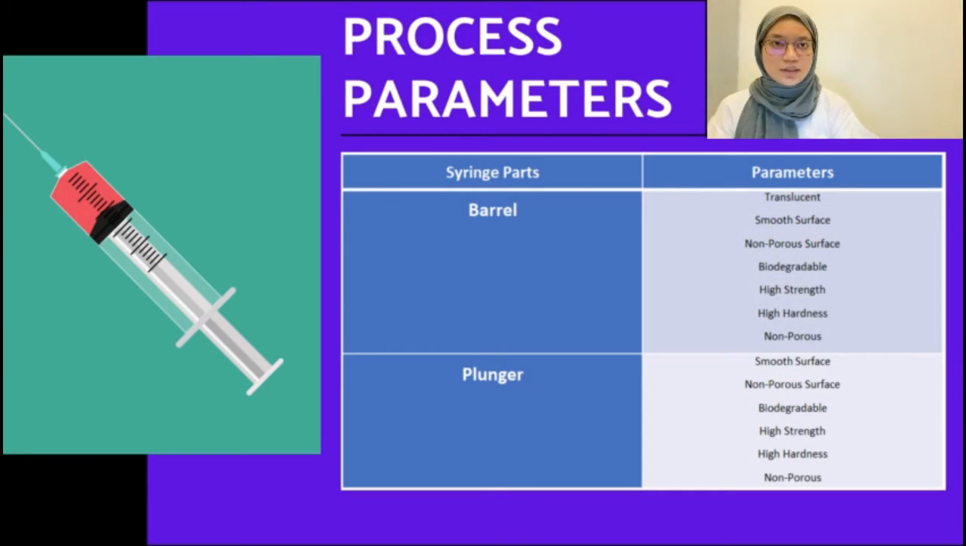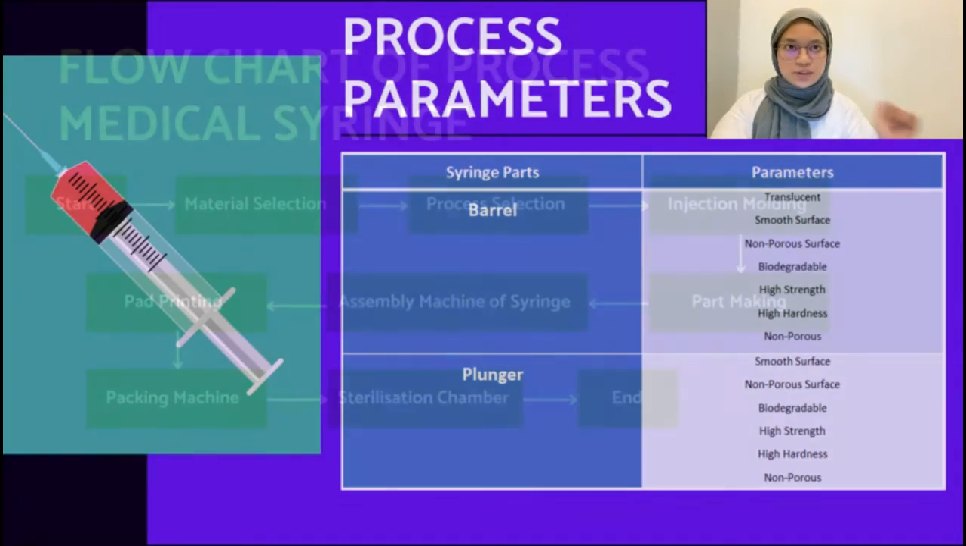Assalamualaikum, my name is Nurul Izzah binti Hanafiah. I'm from BMFB, B0520100135. So I'm going to present about process parameter. For process parameter, we have two parts, which is barrel and plunger. For barrel parameter, it is translucent, smooth surface, non-porous surface, biodegradable, high strength, high hardness, and non-porous. For plunger, smooth surface, non-porous surface, biodegradable, high strength and high hardness, and non-porous.